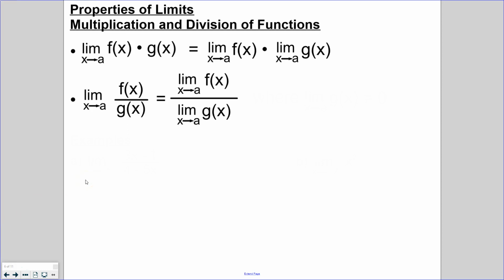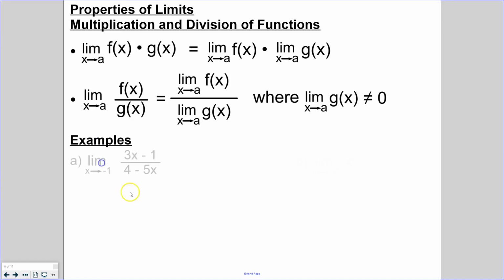All right, one more note to make here is that for our second one, the properties for division, we can pull apart this limit into two pieces as long as the limit of g of x doesn't equal 0. Because again, remember, we don't want 0 in the denominator because that would give us an undefined function value. So as long as the limit of g of x doesn't equal 0, we are good to pull this apart.